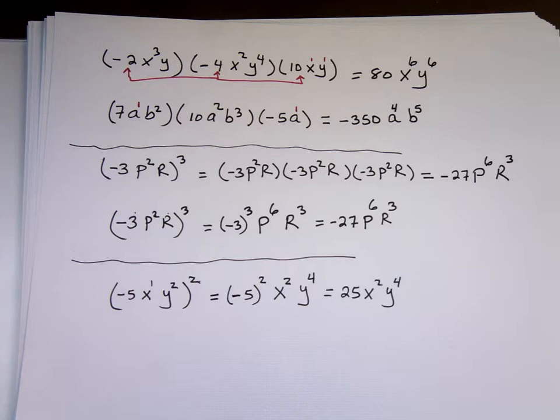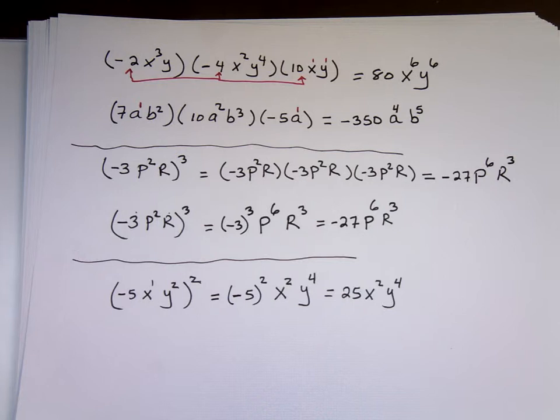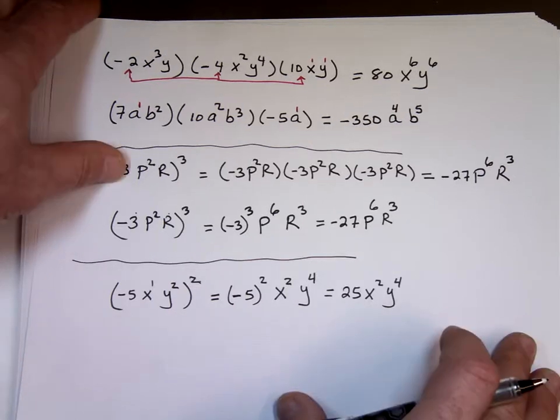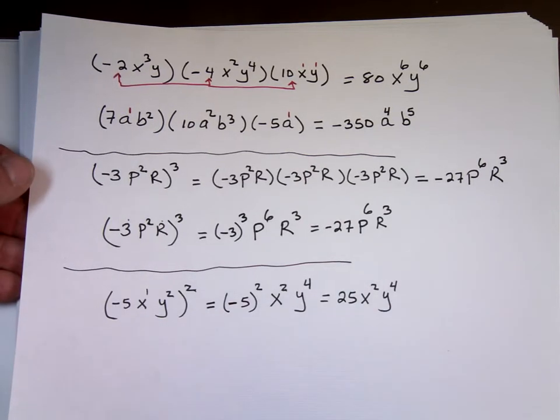So far, every problem I did was one term times one term, monomial times monomial. So what about when you have a monomial times a polynomial? So let's make them bigger. But if you understood this, the rest is going to be a piece of cake.